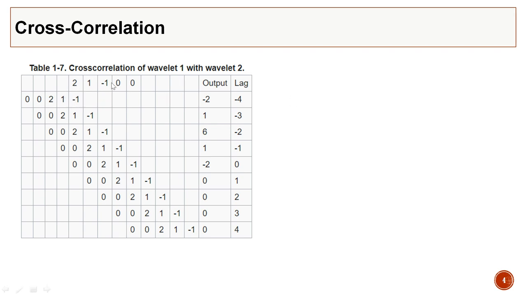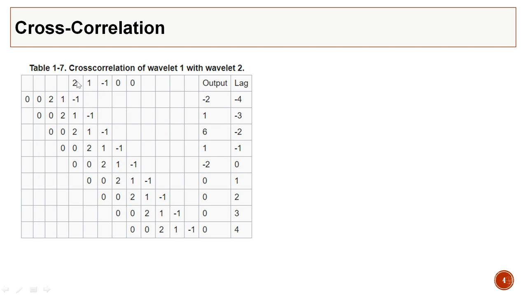So these are 5 plus 5, 10, minus 1, so there will be 9 outputs, and the first is defined as the lag value of -4, and when they are directly over each other, like this, that is zero lag, this is called the zero lag position. So this is how we cross correlate. We start with the -4 lag position. So we do the cross multiplication.